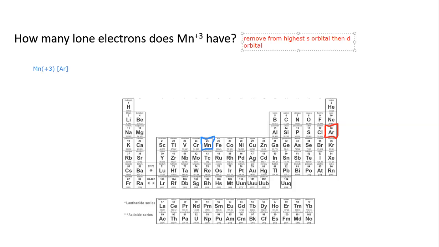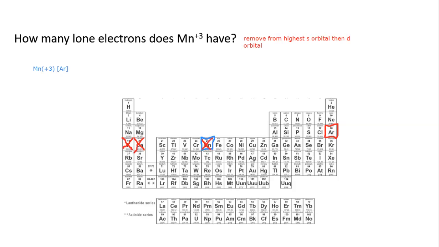So let's remove from the highest filled S orbital. That's going to be right here. So we're going to go 1, 2, 3. So we remove 3 electrons. So those are gone. So the 4s orbital is completely empty.